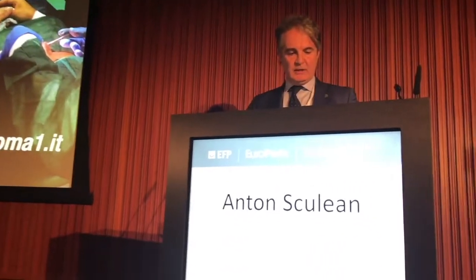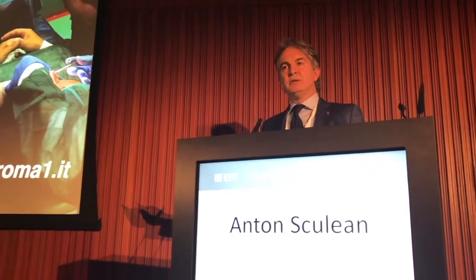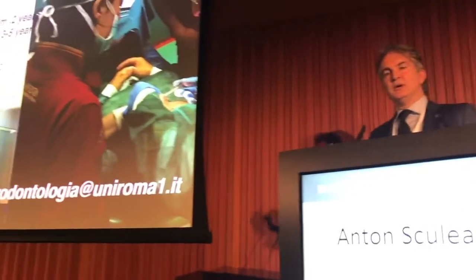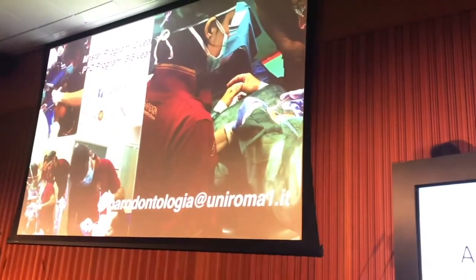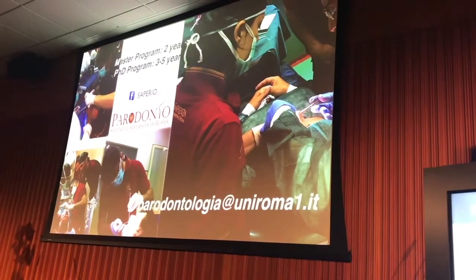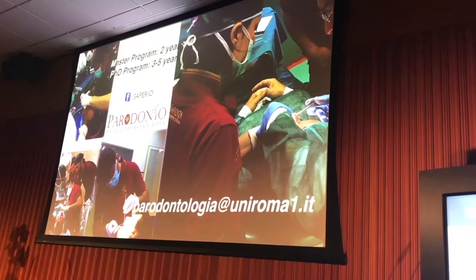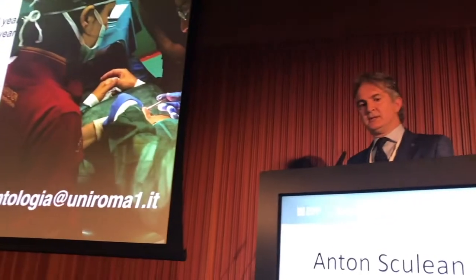The reason why the people at Sapienza Perio Group have the polo shirt yellow and red is because the city of Rome is yellow and red. It's nothing to do with the soccer team. Well, yes, but don't tell anyone.